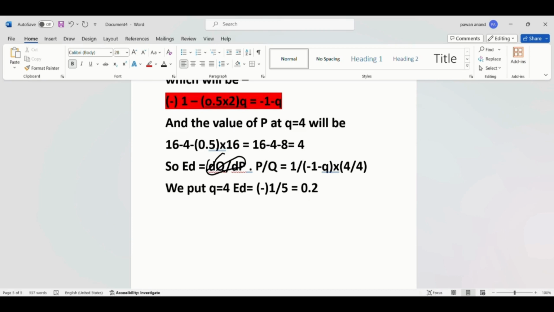So this is all about how to calculate slope, as well as how to use the value of slope in the formula of elasticity. So I hope I have made it clear to you.